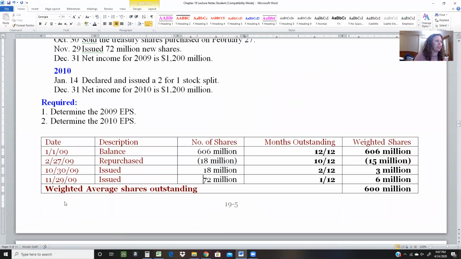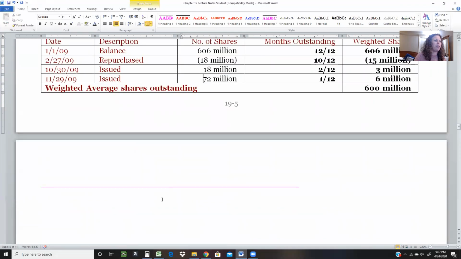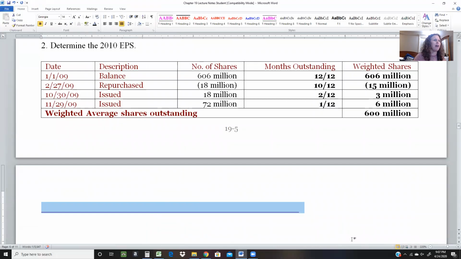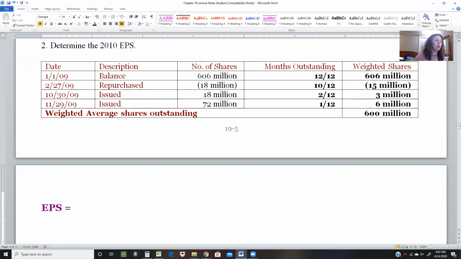But I do want to note that, oh, by the way, we need to go ahead and calculate out what the earnings per share is now. So EPS would equal net income minus preferred dividends, and then divide by weighted average number of common shares outstanding.